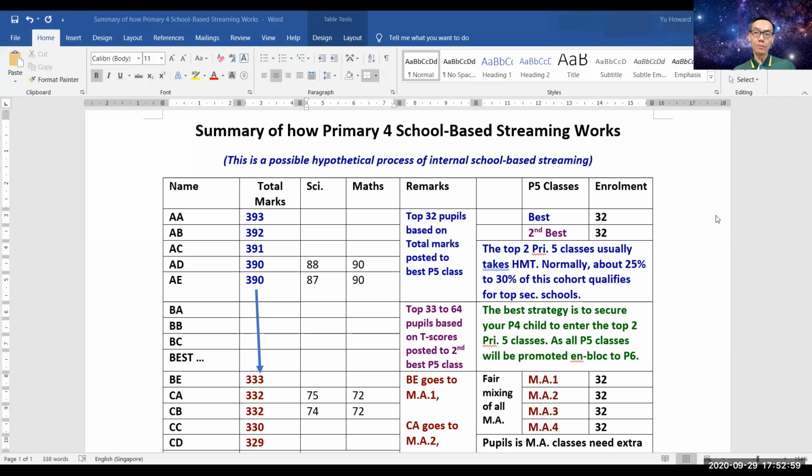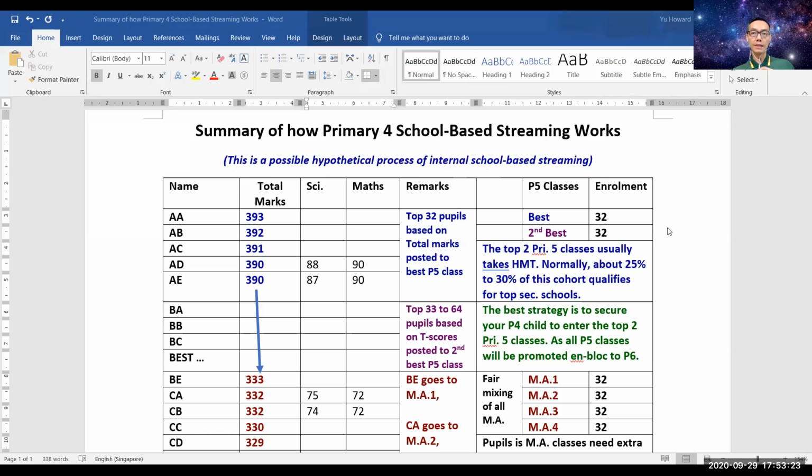I was a former MOE teacher, having taught in Presbyterian Primary School for 6 years before heading the science department in the Singapore International School in Shanghai. Through my years of experience in Pri.4, I'd like to share with you how most of the schools in Singapore stream their primary 4 students internally, or school-based.